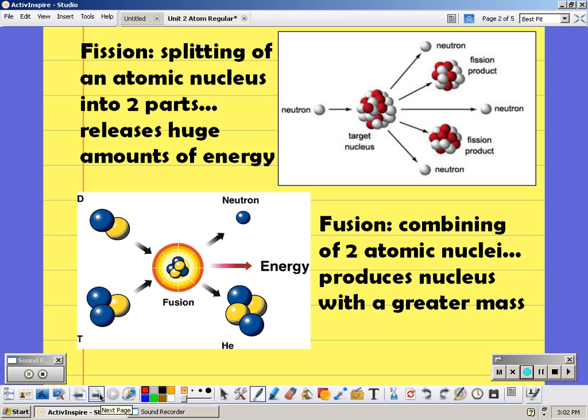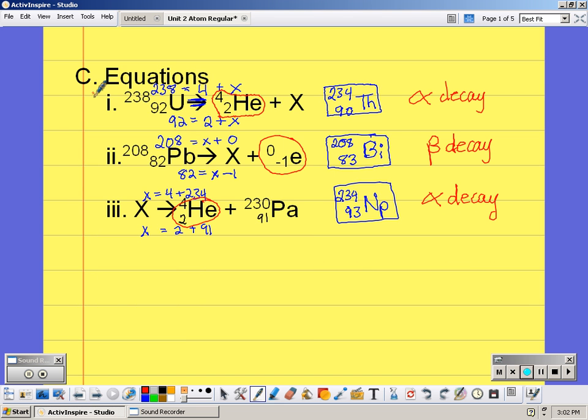Fission is when you take an atom or take the nucleus of an atom and split it into two. So fission, division. Fusion is when you take two nuclei and combine it into one. So fission, division, fusion, combine. If we look at the example that we just did here with uranium, we have one isotope and then we end up with two isotopes. So that is an example of a fission reaction because we're taking one and we're splitting it into two.